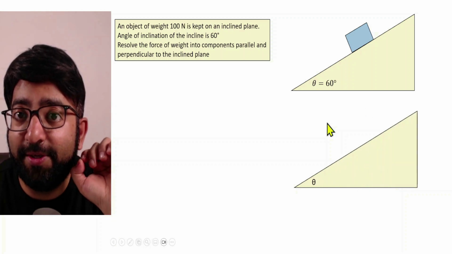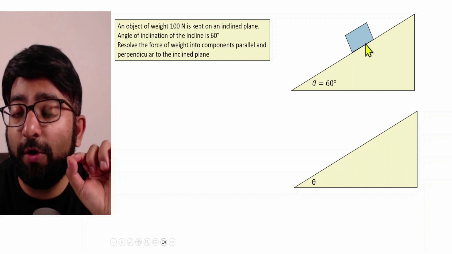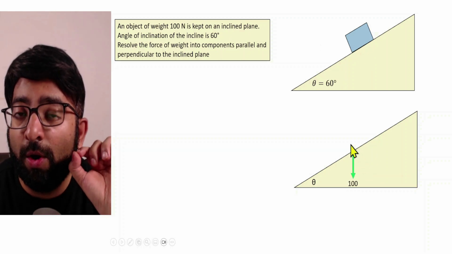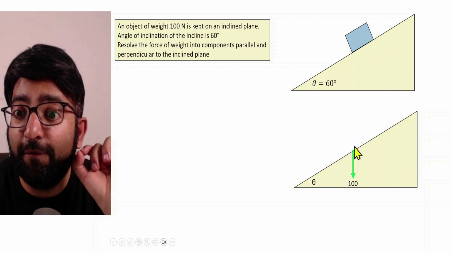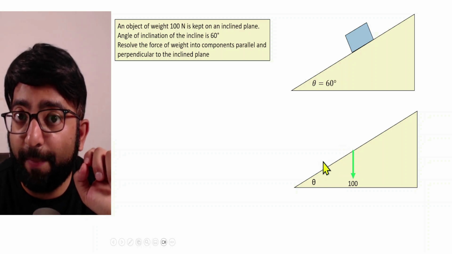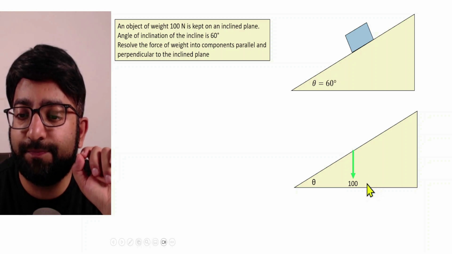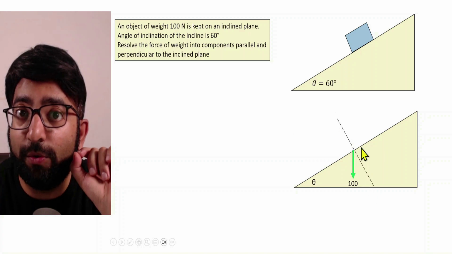How do we do that? Let us discuss. So this is an object whose weight is 100 newtons, and the weight of an object always acts downwards. So in this diagram, if I draw an arrow of 100 newtons acting downwards, this is the weight of this object. Now we have to resolve this 100 newtons into two components. One component should go parallel to the incline and the other component should go perpendicular to the incline. How do we do that? Let's draw a dotted line which is going perpendicular to this inclined plane. So this angle is 90 degrees.